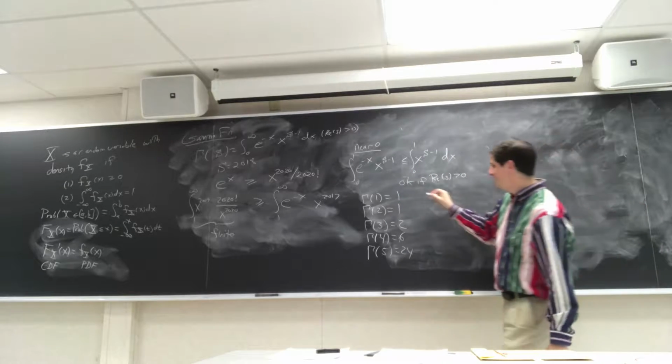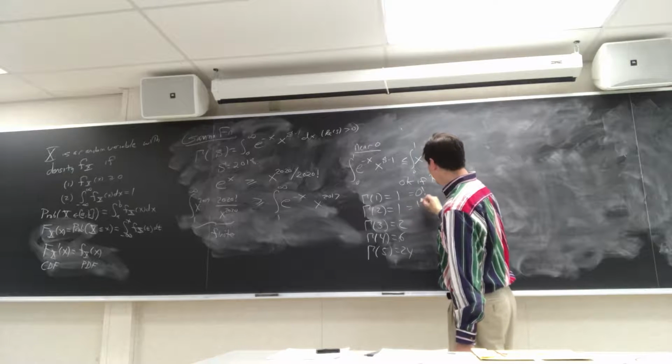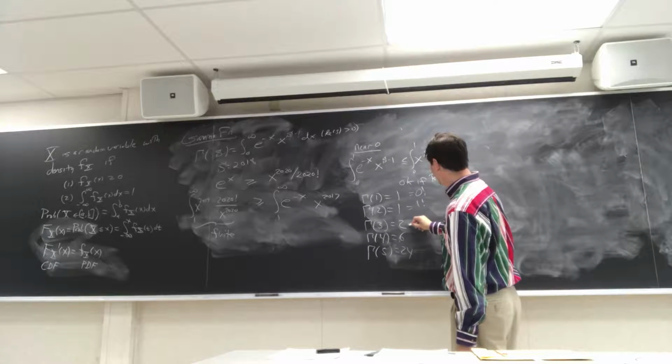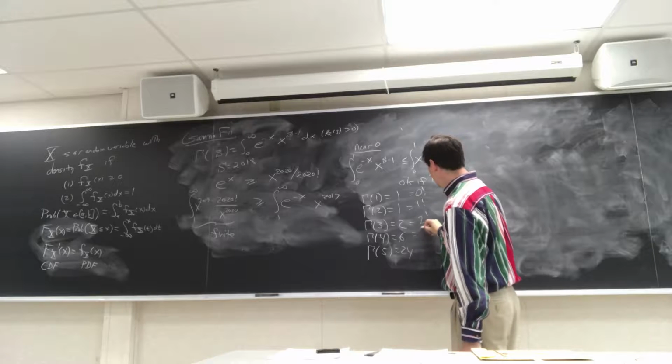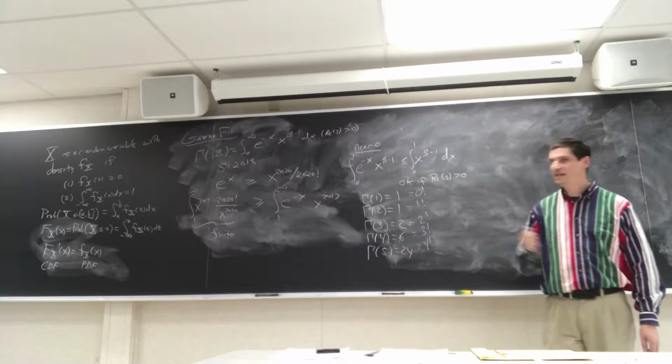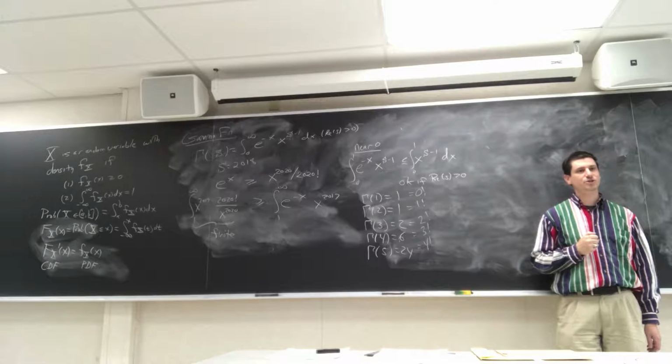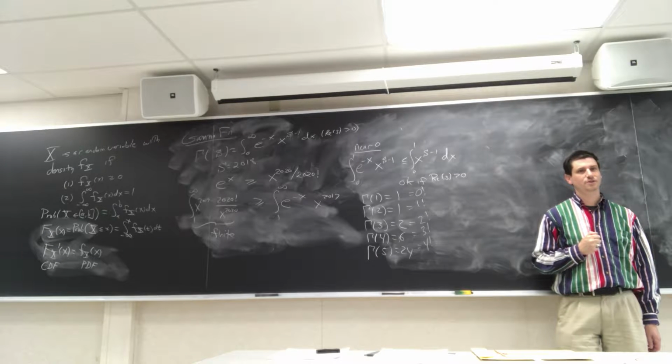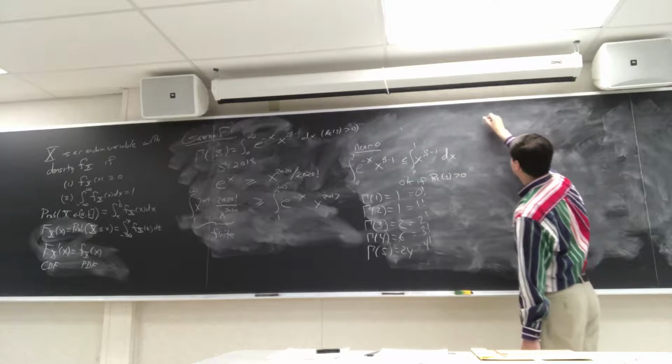The factorials. This is 0 factorial. This is 1 factorial. This is 2 factorial. This is 3 factorial. This is 4 factorial. So it looks like gamma of n is equal to n minus 1 factorial. So it turns out this is called the functional equation.